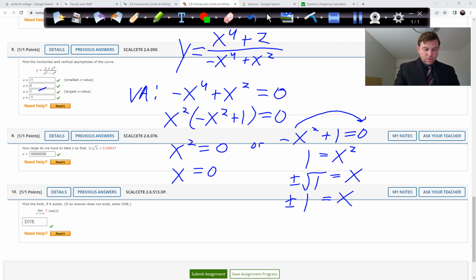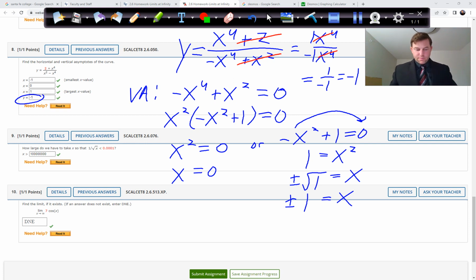Okay, for the horizontal asymptote, we can come back here and just say, okay, x to the 4th dominates on top, -x to the 4th dominates on bottom. So this whole thing is going to simplify to 1x to the 4th over -1x to the 4th. Those x to the 4ths will cancel now. And we get this whole function will simplify to just 1 over -1, which is just -1. And so we get y equals -1 would be the horizontal asymptote.